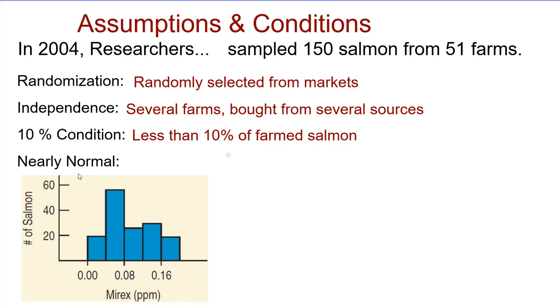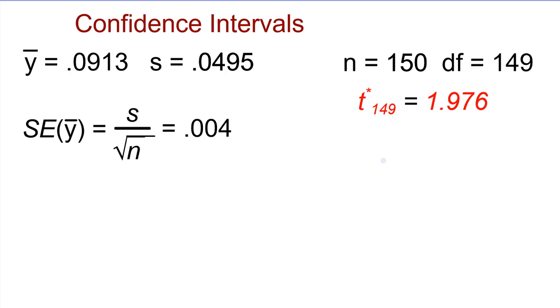So is our population, do we believe it to be nearly normal by looking at the sample? Yes. So after the outliers were removed, this looks like it's totally fine. We believe the population was normally distributed. Now let's look at our confidence intervals.